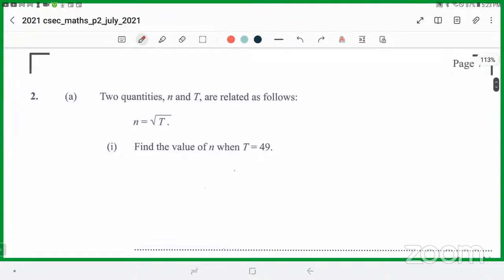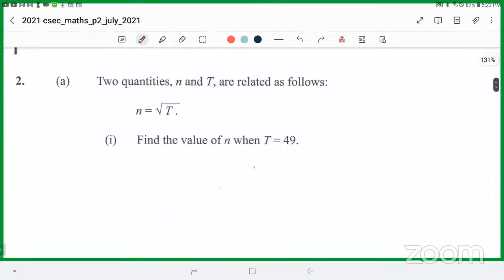All right, this question now says, two quantities n and t are related by this formula. It says, find n when t equals 49. So we're taking the 49 and placing it in for t. So clearly n is equal to the square root of 49, and everybody knows that that is 7. Done. All right, next question.